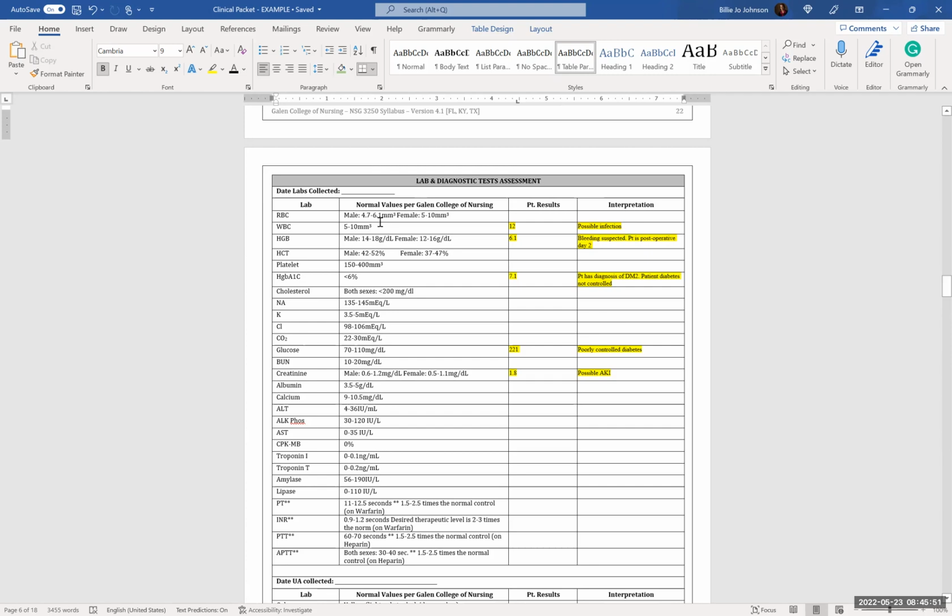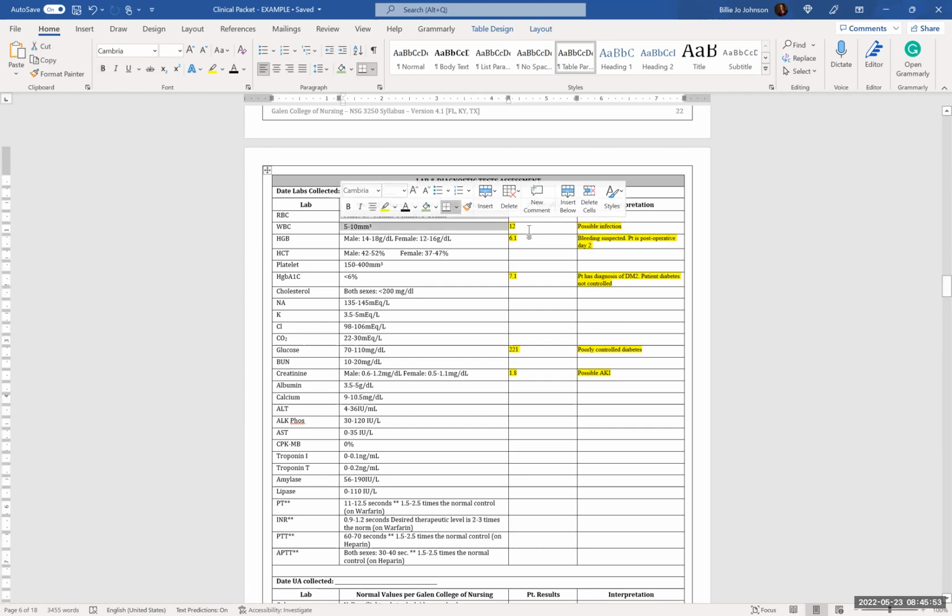And the funny thing is, here are your values. So if you have a 12, for example, here for the white blood cells, we see the values are 5 to 10 as normal per the Galen College of Nursing, right? You put 12, I don't want you to put high. We are all well aware it's high. But what would 12 indicate? It's possibly an infection. Okay, this is an example.